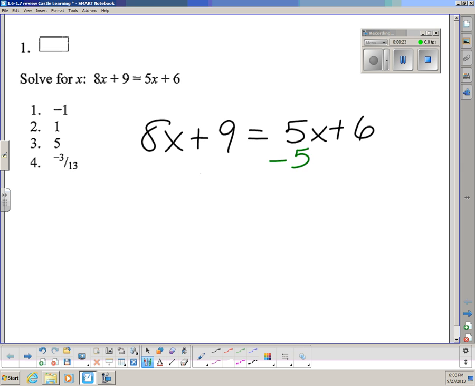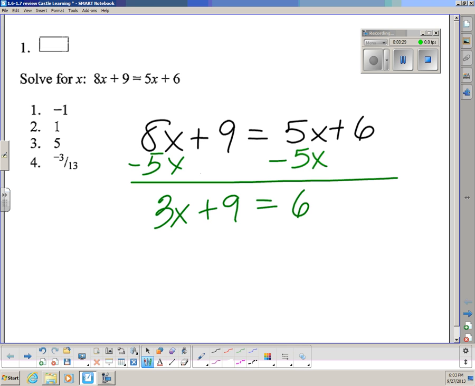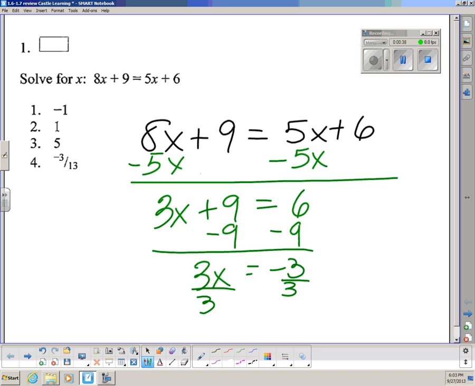I'm going to choose to subtract 5x from both sides, and we'll have 3x plus 9 equals 6. And then subtract 9 on both sides, and we have 3x equals negative 3. Divided by 3 on both sides, and x is negative 1. So that's choice 1. Very easy question.